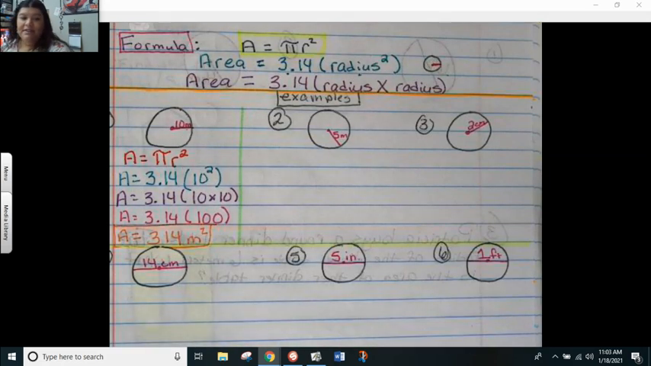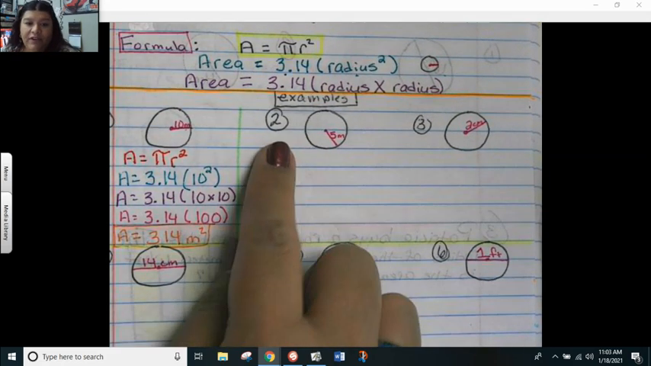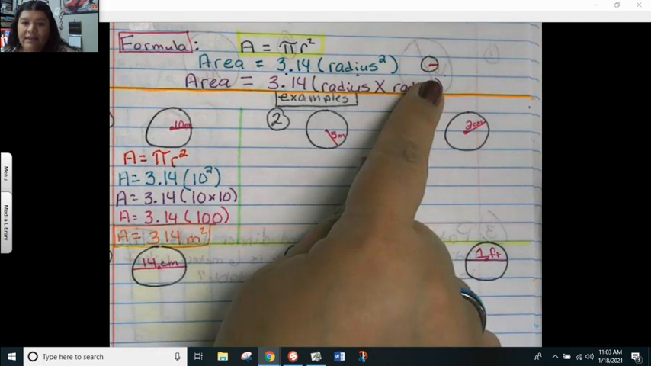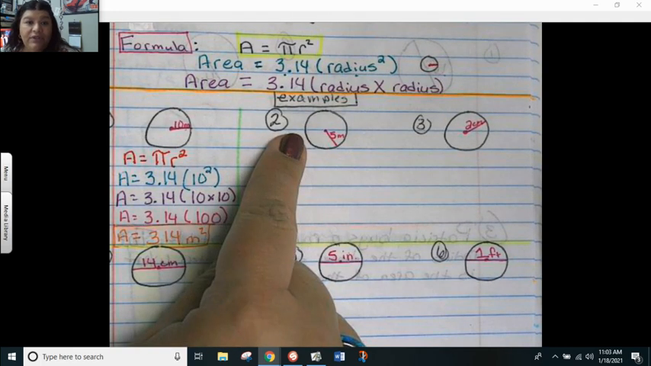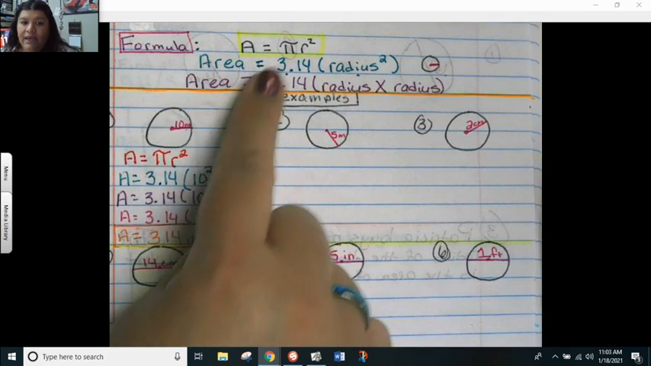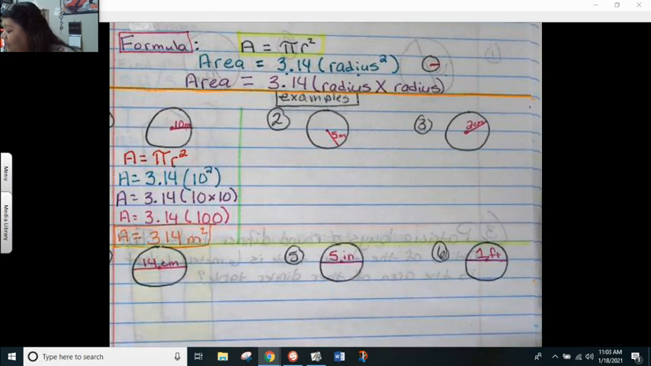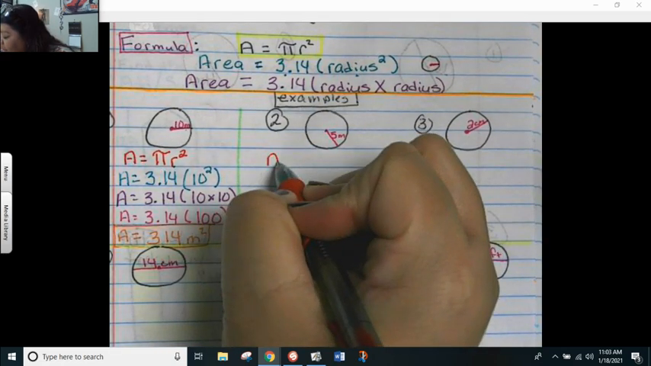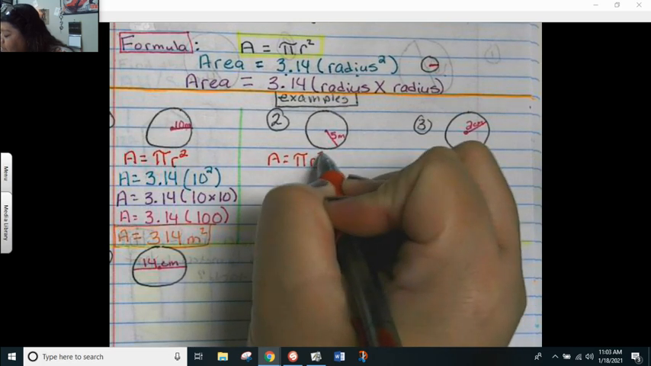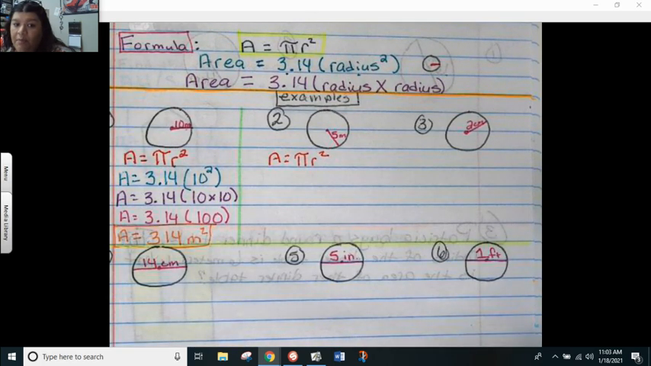All right, so let's go to the next one. First, take a look at it. Is that the diameter or the radius? It's the radius, the little guy. So I don't have to do any extra mental work here. It's ready to go for my formula. So let's go ahead, and the first thing we're going to write down is the formula. A equals pi r squared. All I did was copy it down, okay?